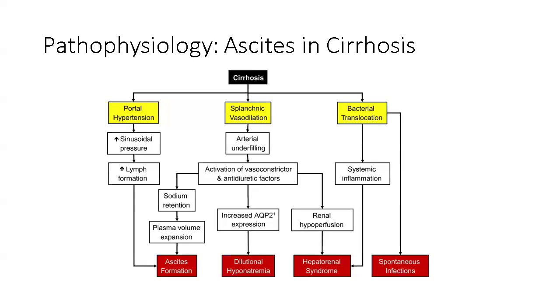The increased ADH and increased aquaporins, that is free water retention to try and increase your systemic volume, is what contributes to the dilutional hyponatremia. And we'll talk about that more at the end. And then this last piece is bacterial translocation, which is important because it contributes to SBP. But the thought is that the bacteria also cause lots of inflammation, and that inflammation contributes to hepatorenal syndrome.